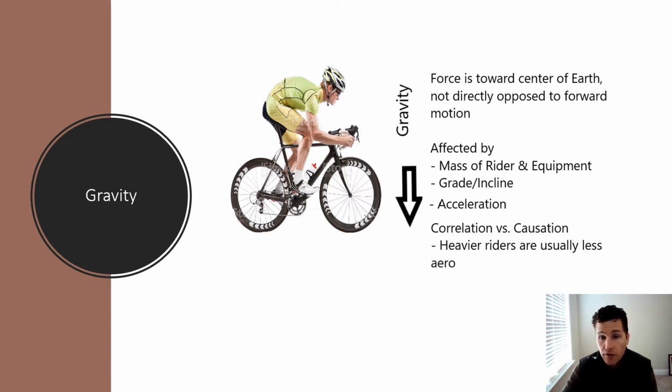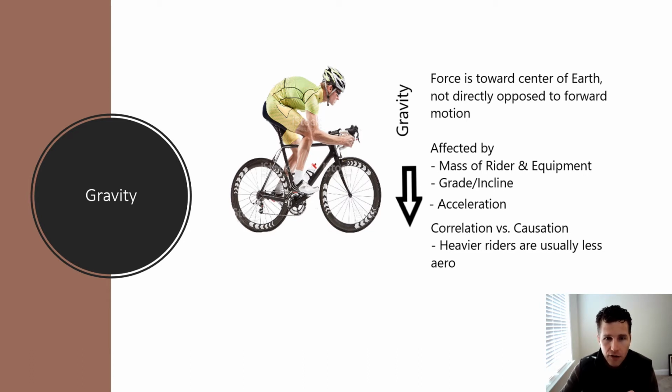It is also a factor when you have to accelerate, because it's more work to accelerate a higher weight than a lower weight. Let's say you slow down going through a turn, you have to re-accelerate. It's more work if you're heavier. So it is a factor there, even on a flat road. In general, I would say gravity is overrated.